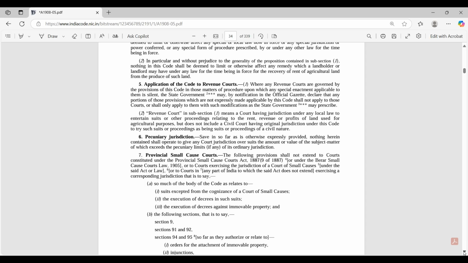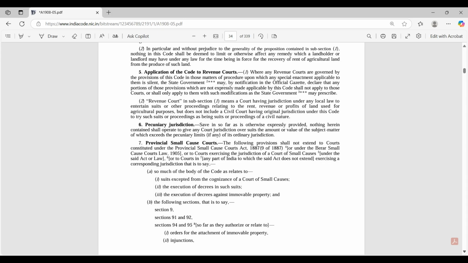Revenue court, as you know, means a court having jurisdiction under any local law to entertain suits or other proceedings relating to the rent, revenue or profits of land used for agricultural purposes, but does not include a civil court having original jurisdiction. Let me tell you that we also have commercial courts and tribunals. We have separate courts for different purposes, because we cannot rely on a single court. We have a population of 140 crore plus and a very limited number of courts, so we need tribunals and special courts to deal with those cases.